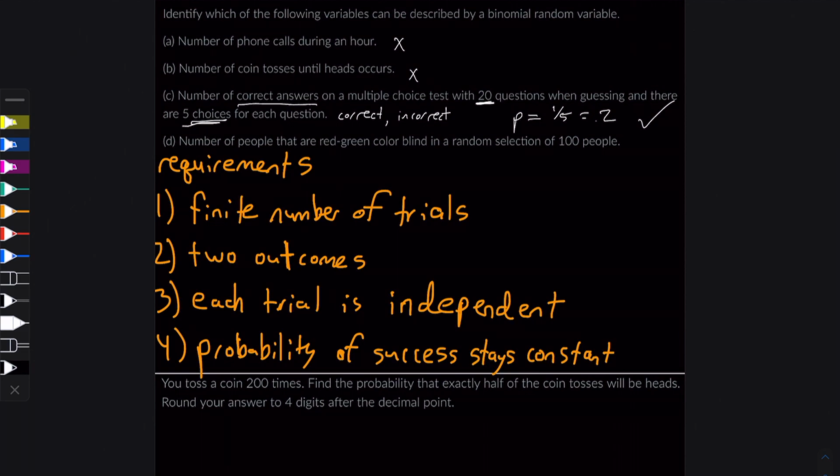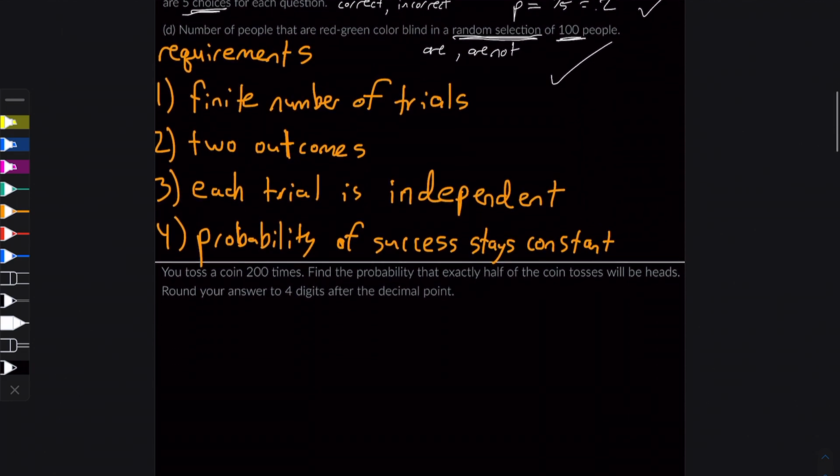All right. Part D, number of people that are red-green colorblind in a random selection of 100 people. So finite number of trials, yes, 100 people. 2 outcomes, you either are or are not red-green colorblind. Those are our 2 outcomes, so yes, it checks that one. Each trial is independent. Now, if they do a random selection, that means each trial is independent, and the probability of success stays constant, yes, because we're just taking it out of the population. So check mark, this is a binomial random variable. All right.